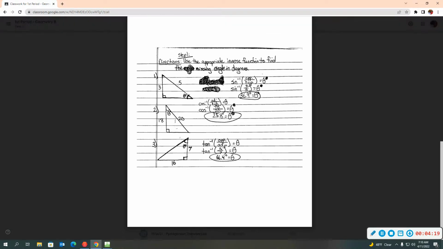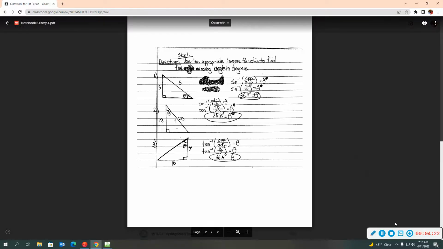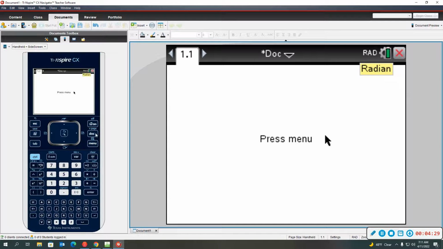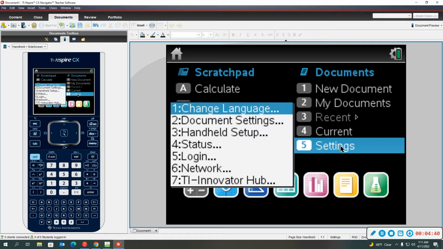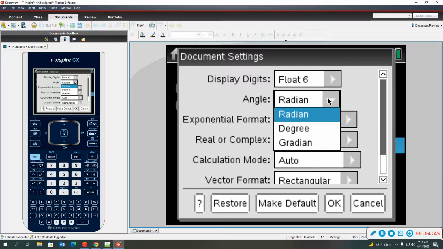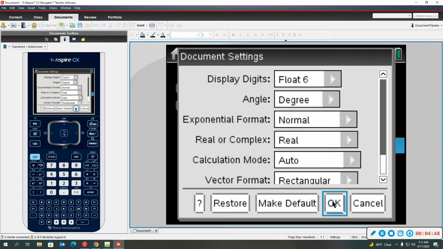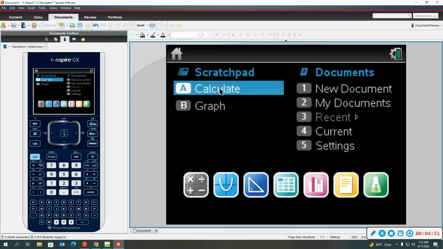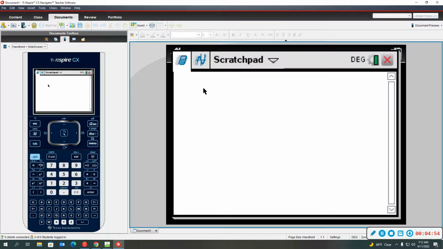Since we are using degrees, I want to make sure you remember how to change your calculator. On your calculator, you want to make sure that this does not say RAD, that it says DEG for degree. I'm in the wrong mode. I'm in radian. So what I do is I go to my home screen, and I go to my settings, then my document settings. From there, I can find angle, change it from radian to degree, and say OK. Then when I go back to my scratch pad, you'll see that I'm now in degree.